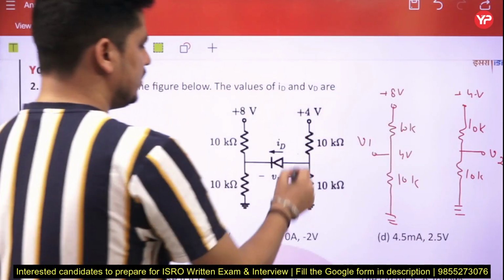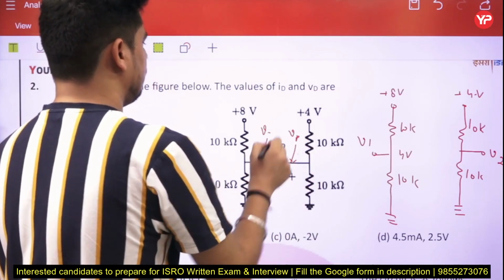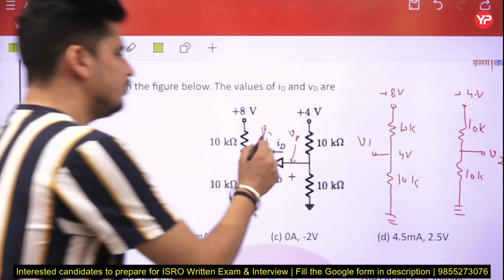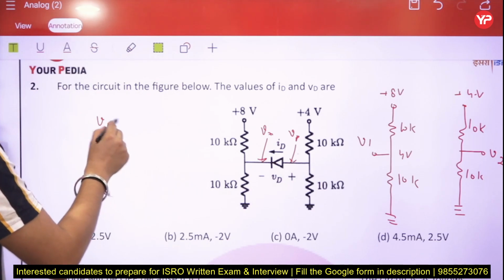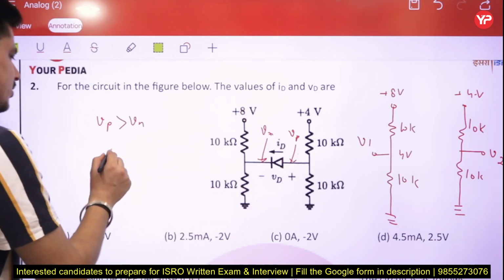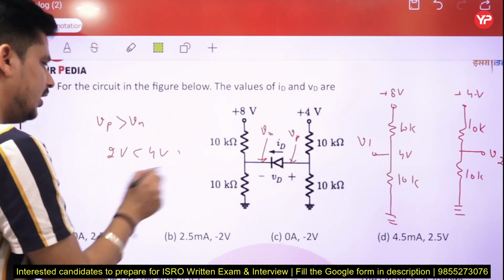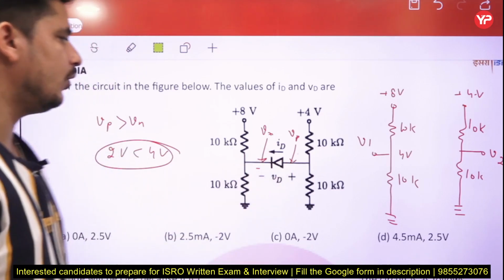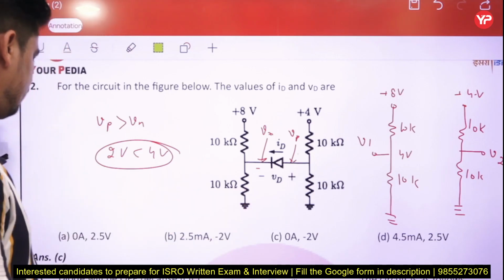So what we are saying, this is the positive terminal of the diode Vp and this is the negative terminal of the diode Vn. If anything is not given in the question, then we can assume that the diode is ideal, and to turn on this diode Vp should be greater than Vn. But what we are seeing here is that Vp is 2 volt and Vn is 4 volt, which is greater than Vp. It means this diode will be off, and when your diode is off, the current through this diode will be 0 ampere.